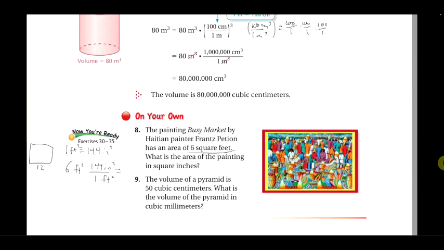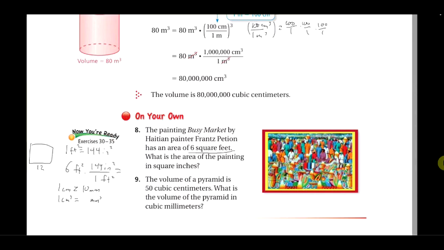Last little one is the volume of a pyramid is 50 cubic centimeters. What is the volume of the pyramid in cubic millimeters? Whew. So it's sort of a tiny pyramid, and then they're giving even tinier measurements to deal with. So we know that 1 centimeter equals 10 millimeters. But remember, in order to do the volume of something, it would have to be 1 cubic centimeter equals how many cubic millimeters?